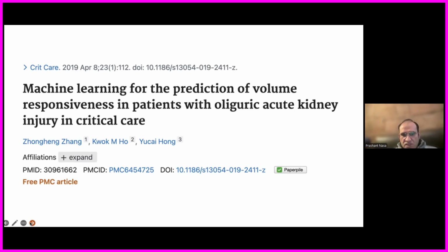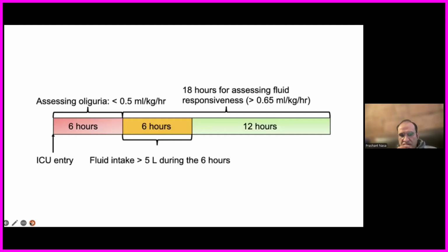So previously it was predicting hemodynamic instability. Here, they actually looked at prediction of volume responsiveness, the tools which we use to look for volume responsiveness in patients with oliguric acute kidney injury. What the study was doing was identifying the patients who have oliguria at the ICU admission. So in the first 6 hours, the patients who had a urine output of less than 0.5 ml per kg were identified.